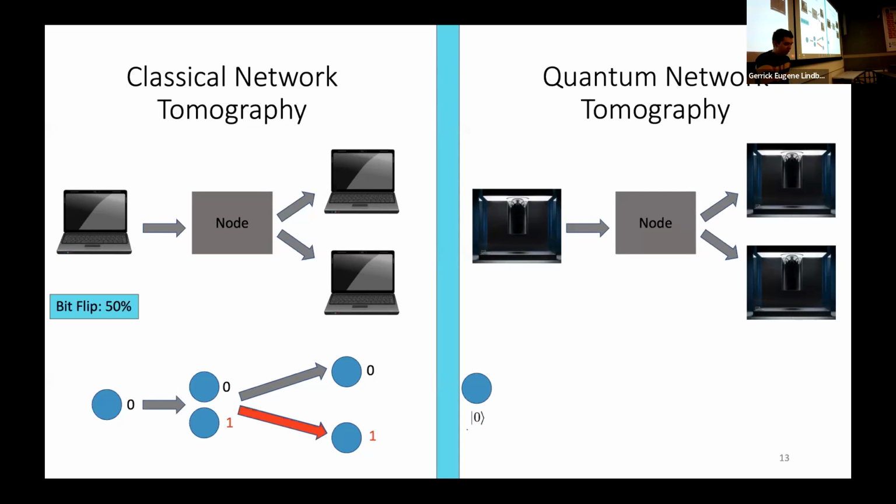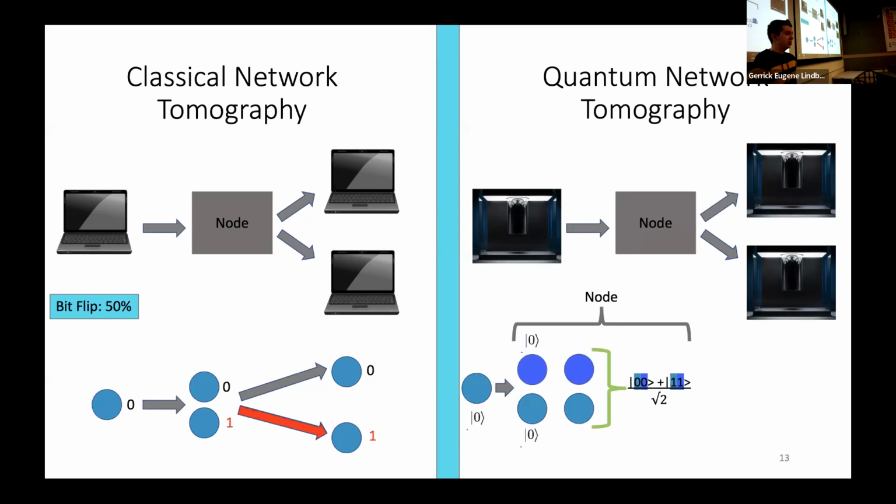We start with our 0 qubit, and I'm not going to show the circuits or gates this time, but we send it to the node, and the node is able to entangle it. So it's in this state that we saw earlier. Because these two qubits are entangled, we can send them in two different directions, and they will still share the same entangled state at the end. So this is basically what I already walked through before.